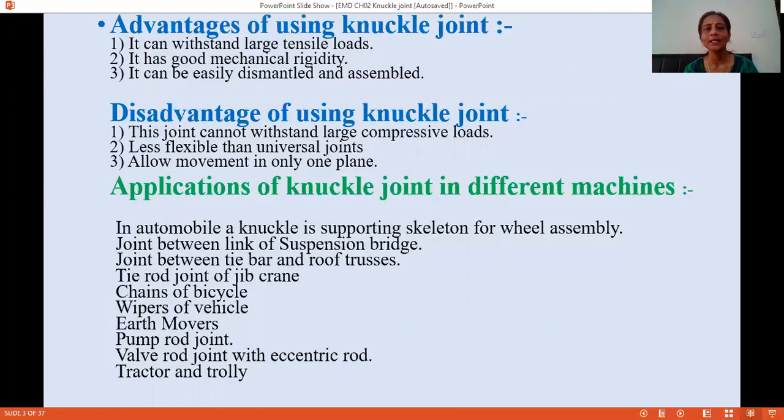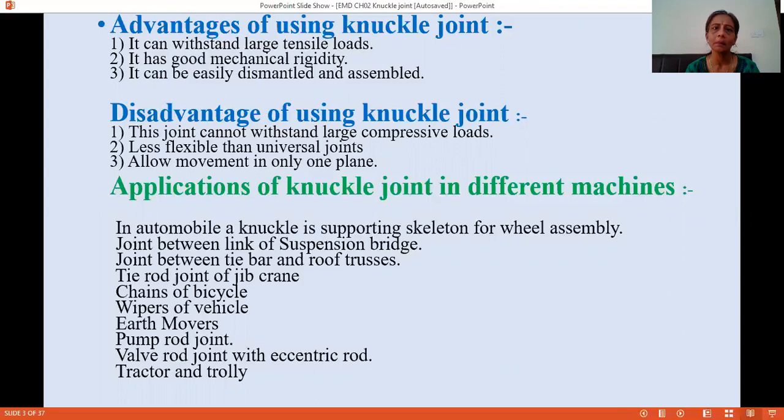What are the advantages of knuckle joint? So let us see one by one. It can withstand large tensile load. It has good mechanical rigidity. It can be easily dismantled and assembled. Now let us see the drawbacks of the knuckle joint. It cannot withstand heavy compressive load, it is less flexible as compared to the universal joint, and it allows the angular movement in only one plane.